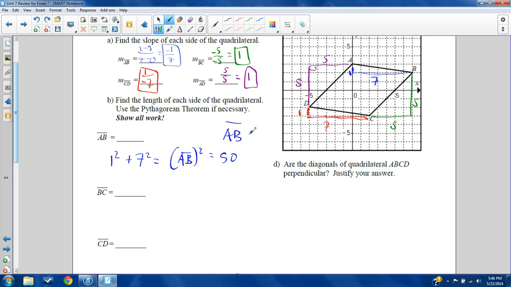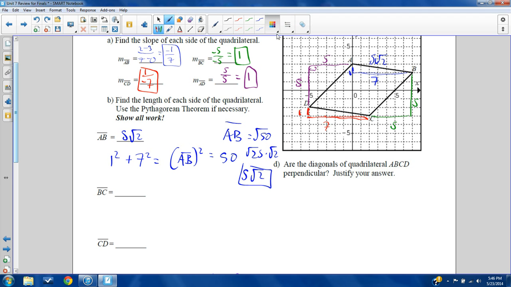Now the square root of 50 is the square root of 25 times the square root of 2. Square root of 25 is 5. Square root of 2, square root of 2. So it's 5 root 2. AB is 5 root 2. Okay?